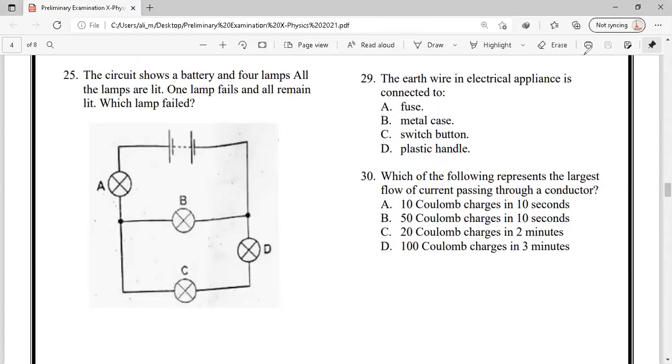The circuit diagram shows a battery and four lamps. All the lamps are lit. If one lamp fails and all remains lit, which lamp will be failed?